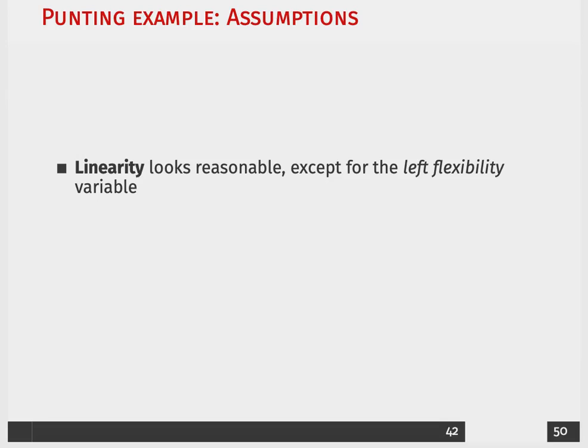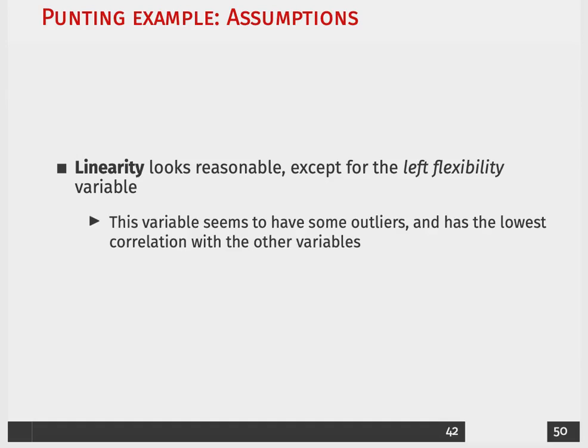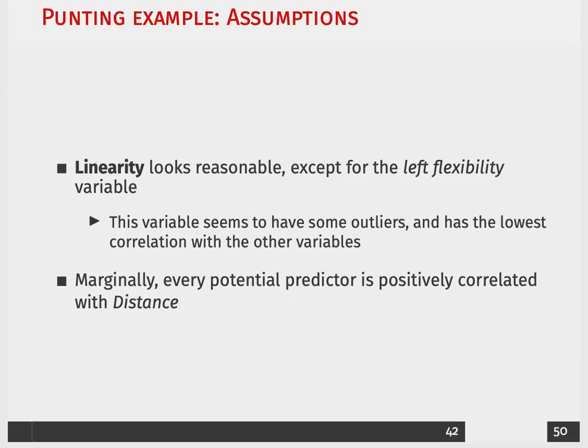If we were to begin to think about what variables we'd include in a regression model, we need to think about the linear relationship of the predictors on each other as well as the outcome. And really, they all seem to have a linear relationship with each other, maybe with the exception of left flexibility. And this one just seems to have some outliers, and it does have the lowest correlation with all the other variables, but really, again, it was at almost 0.6, so that's still quite a high correlation. And marginally, all of the potential predictors are positively correlated with distance.